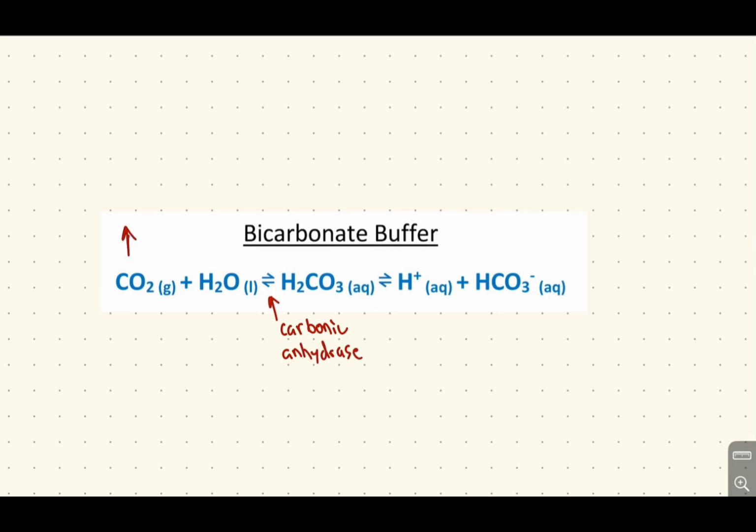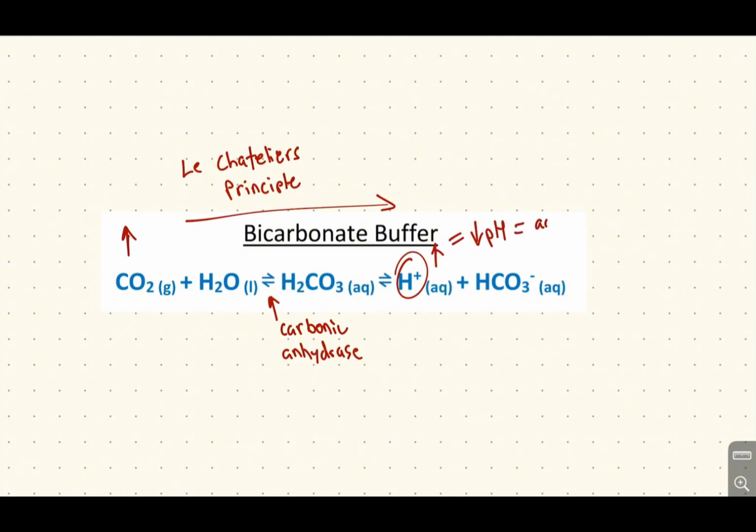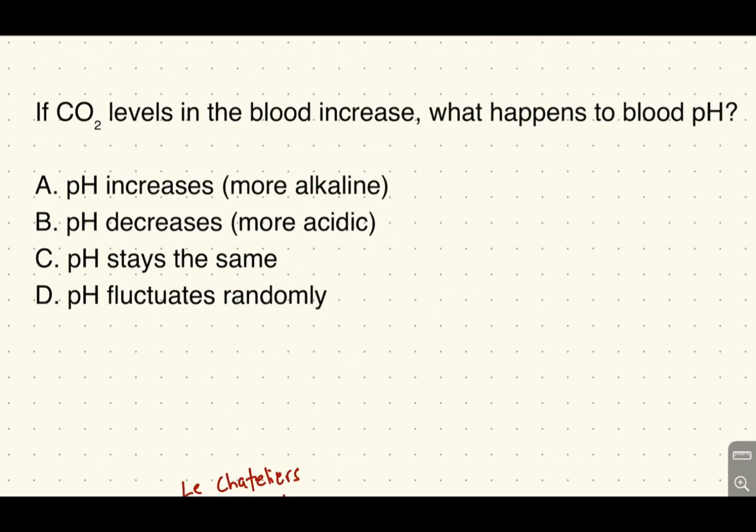So when CO2 increases, according to Le Chatelier's principle, which is something you have to know for the MCAT, the system will shift to the right, creating more hydrogen ions, which are the indicators for pH. So when H plus ions increase, what does that do to the pH? The pH decreases. So when the pH drops, that means that the solution, in this case the blood, is becoming more acidic. So going back to the question, the answer is B.